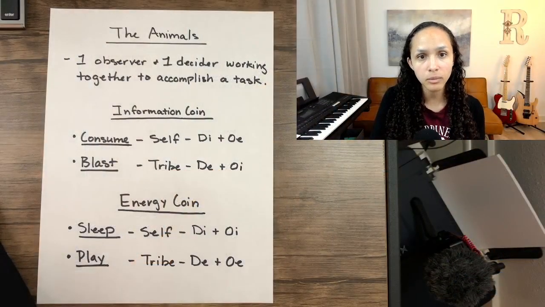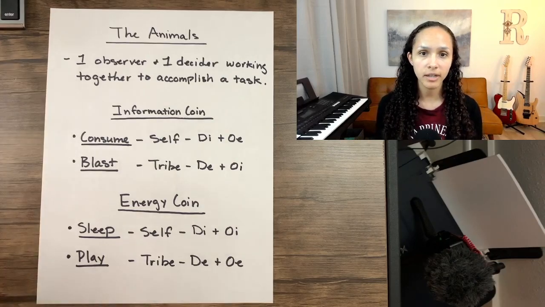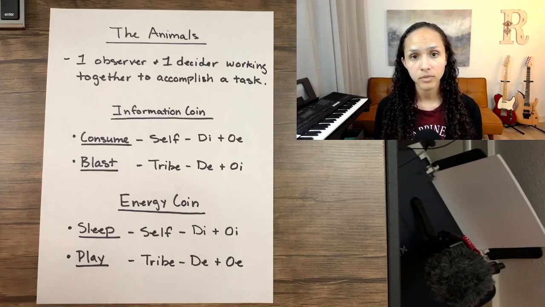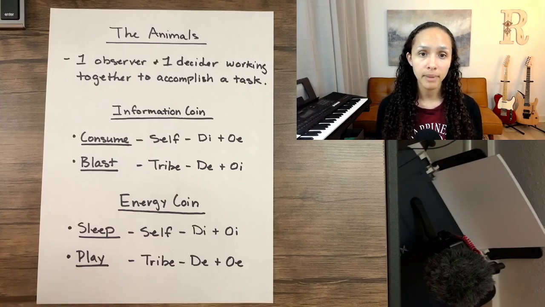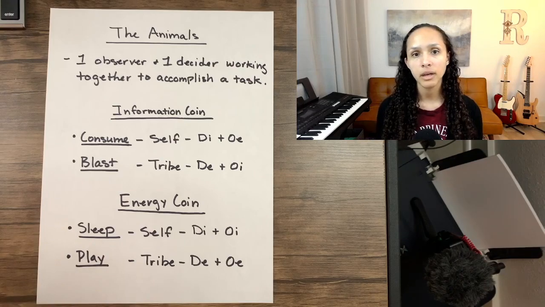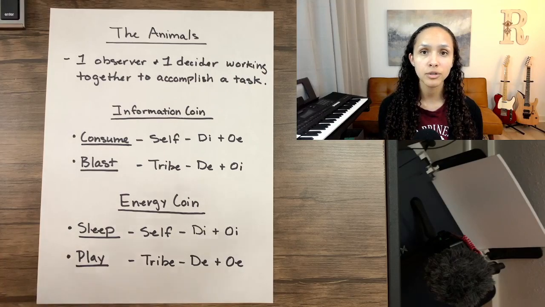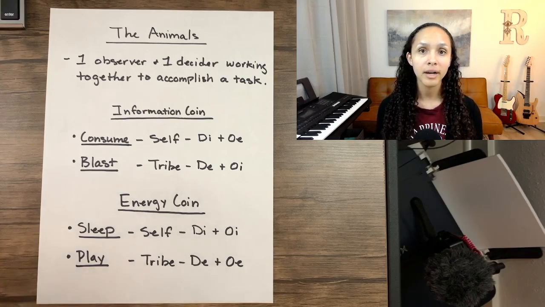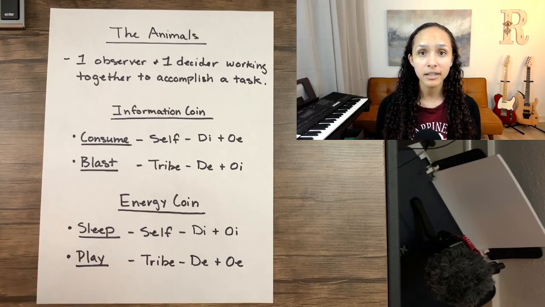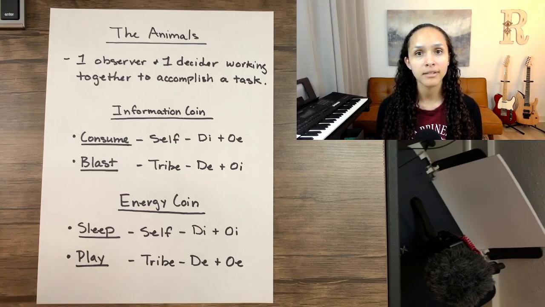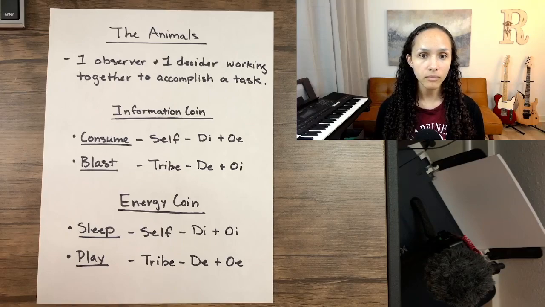So again, the animals is one observer and one decider working together to accomplish a task, to do an action. So our four actions are consume, blast, sleep, and play. And consume and blast both are information related. Consume is taking in information from the outside, so it's using the extroverted observer function combined with the introverted decider process to take in information for the identity, for the self, to make sense of it for their own consumption. This is not something that requires communicating with other people. It's just taking in information for the self. And yeah, it is called consume.